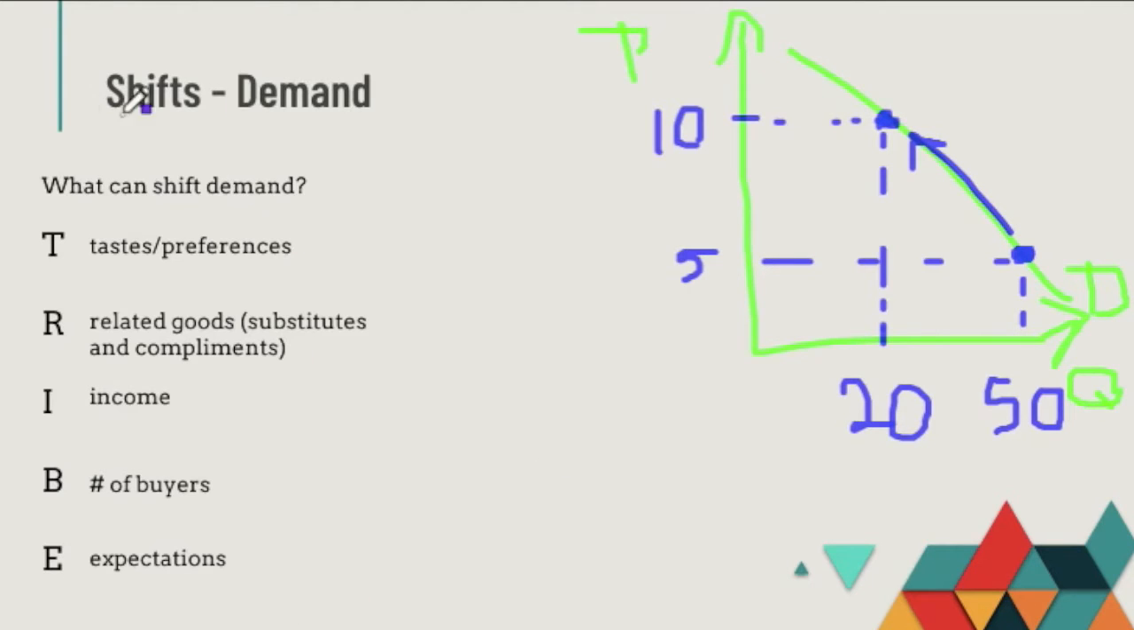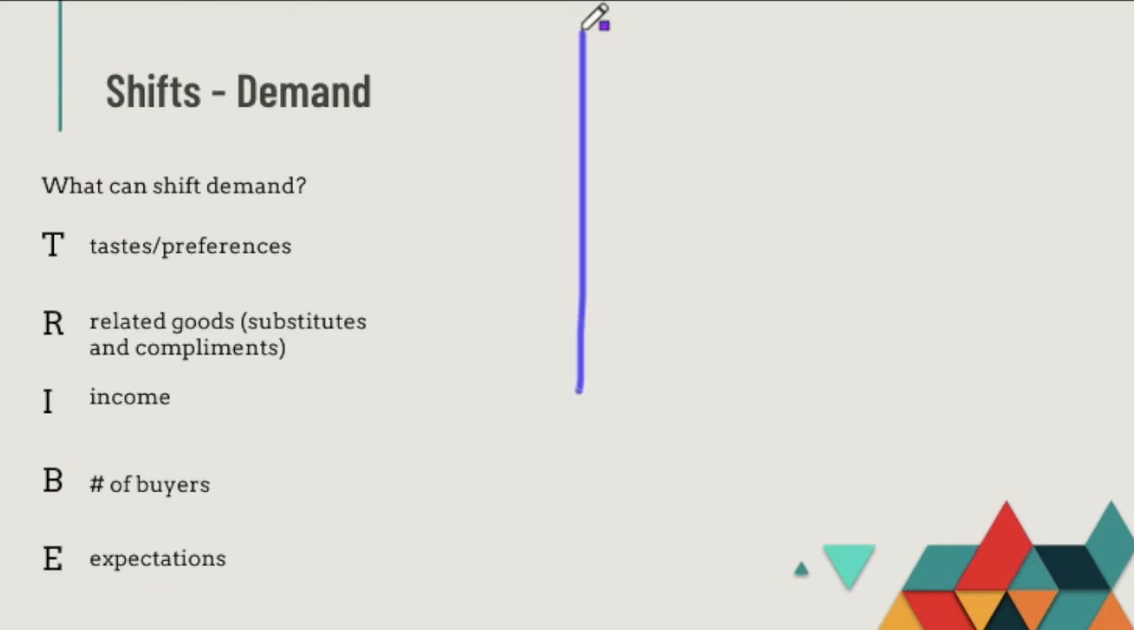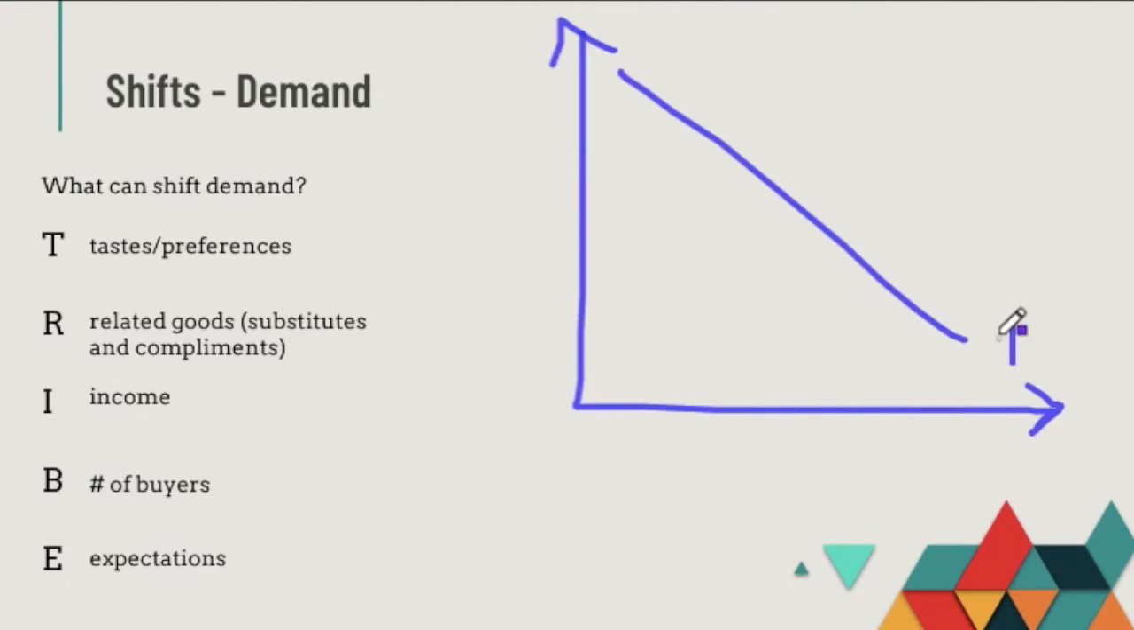And then we have shifts. The price is not going to cause a shift. What shifts the demand curve can be caused by are tastes, related goods, income, number of buyers, and expectations. And we're going to go more into each of them.